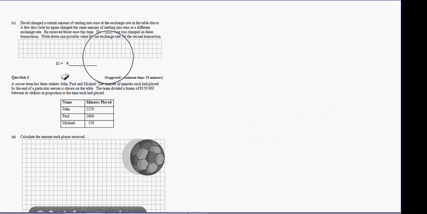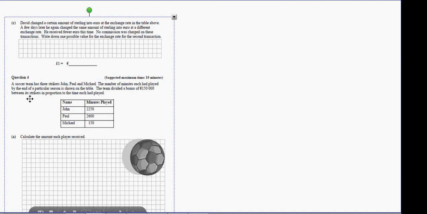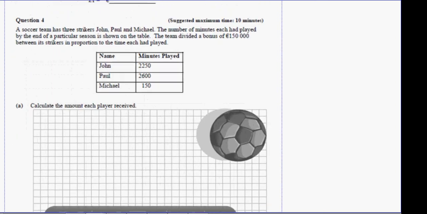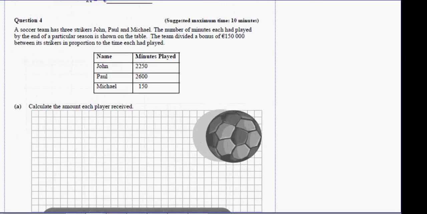David changed a certain amount of sterling into euro at the exchange rate in the table above. A few days later, he changed the same amount of sterling into euro at a different exchange rate. He received fewer euro this time. No commission was charged on the transaction. Write down one possible value for the exchange rate for the second transaction. Okay guys, here's what I would do if I had a question like this. This is what we call sort of an abstract question.